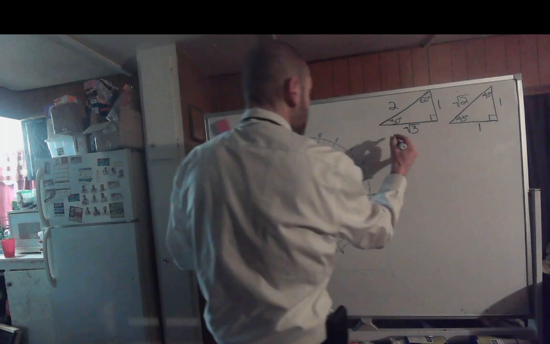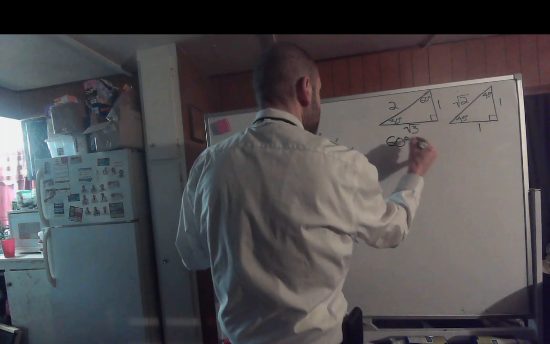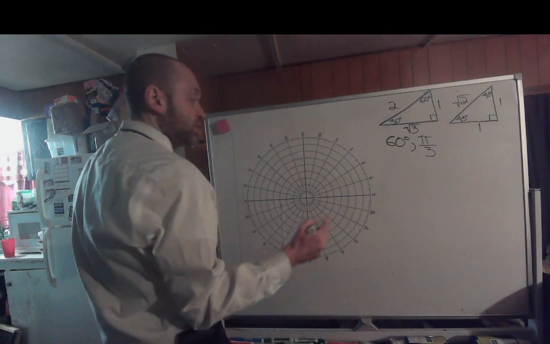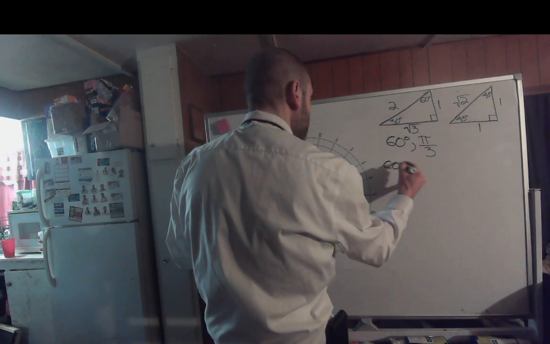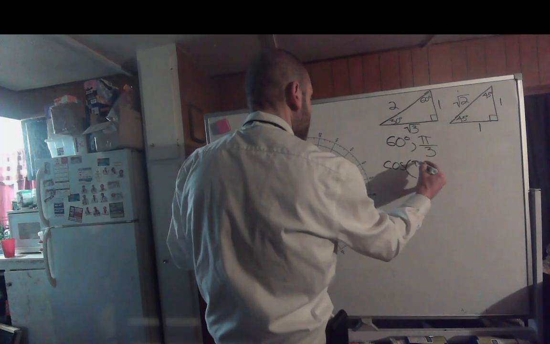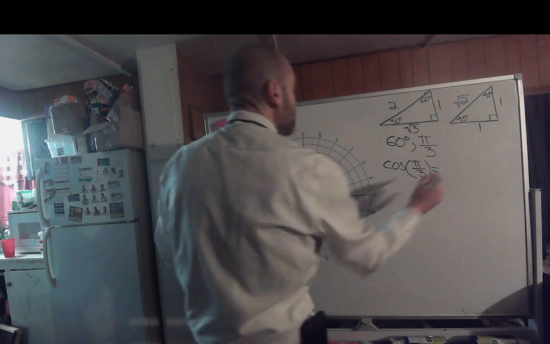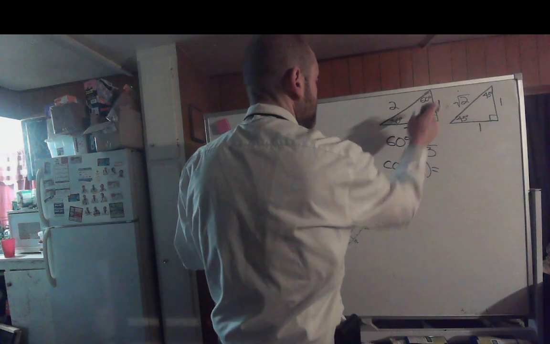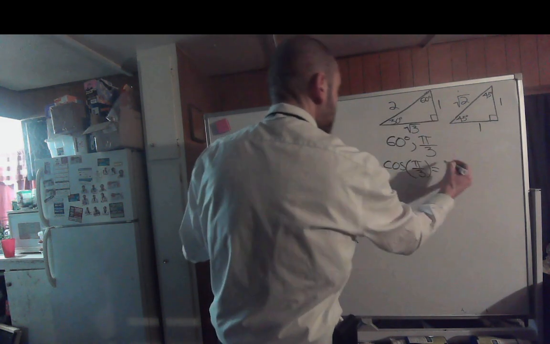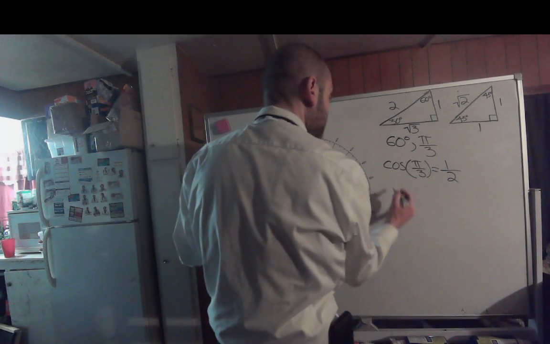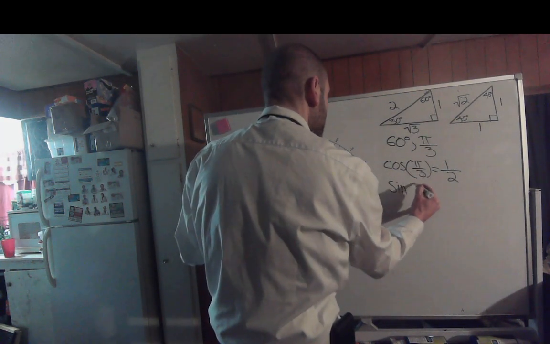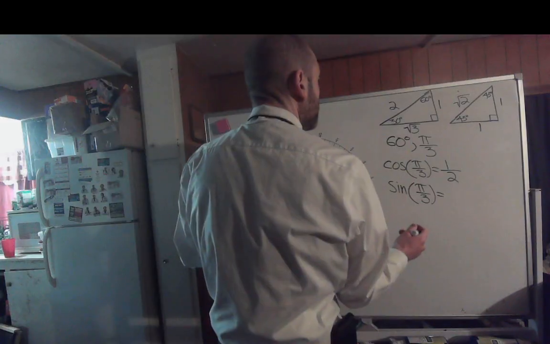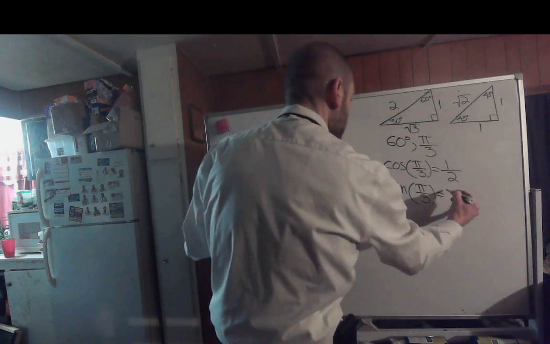Let's do 60 degrees, which is also the same as pi over 3. So, let's find the cosine of pi over 3. The cosine of pi over 3, which is 60, that's going to be 1/2. Now what about the sine of pi over 3, which is 60? Well, that's going to be square root of 3 over 2.